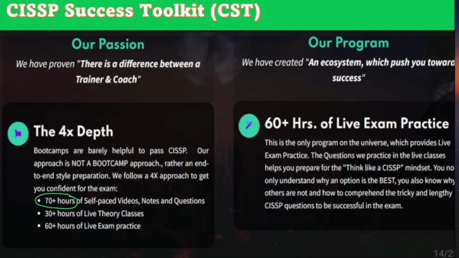The second thing is, apart from this 70 hours, you are going to spend some 30 plus hours with me, where we will be just talking about concepts and the theories and your doubts and very, very practical real life things. And the most important, we have 60 plus hours of live exam practice. Nobody actually is taking up this initiative in this universe right now, because I understand the pain.